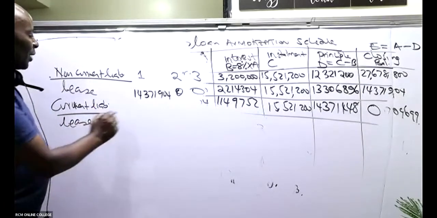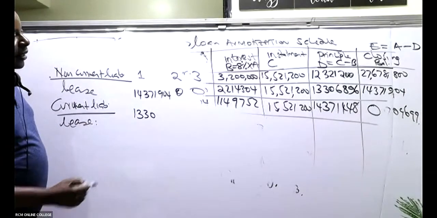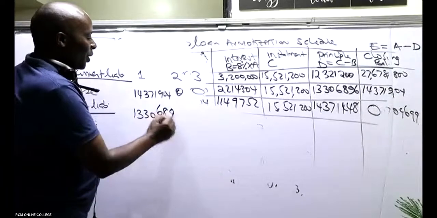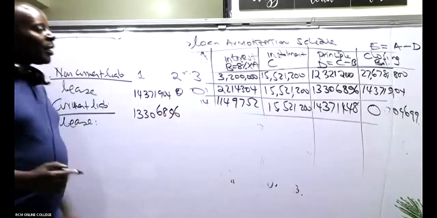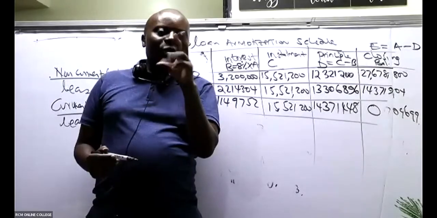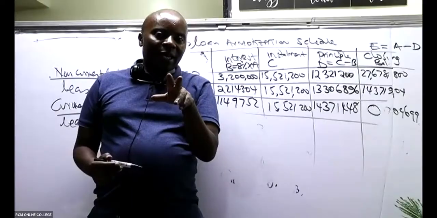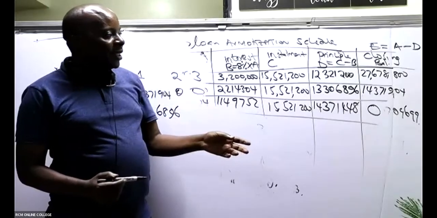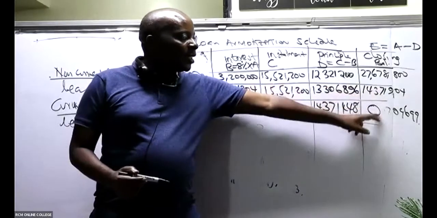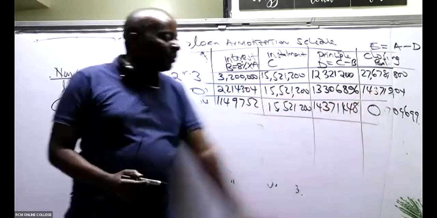So we have here 13,306,896. So then it means that this, what has been paid within the year, is what is our current. And then again, to get the next current liability, you will consider this and this. So what was paid in between here? It will be this 14, something like that.